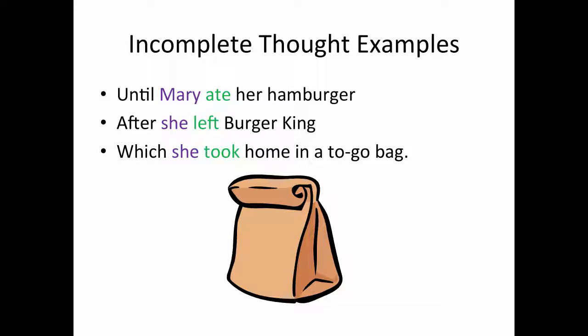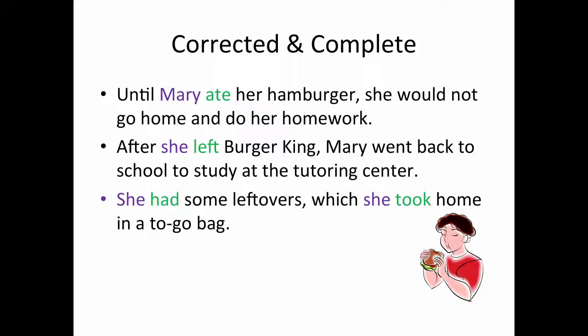It is incomplete. Here are the same groups of words, but now they have all three required items: a subject, a verb, and a complete thought. Until Mary ate her hamburger, she would not go home and do her homework. After she left Burger King, Mary went back to school to study at the tutoring center. She had some leftovers, which she took home in a to-go bag.